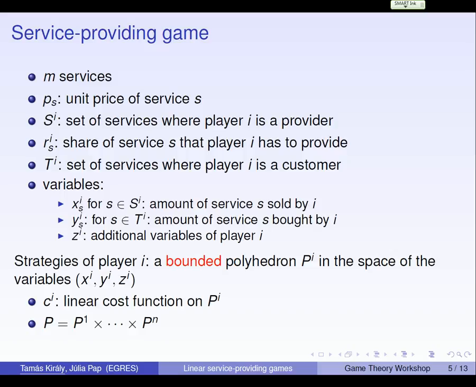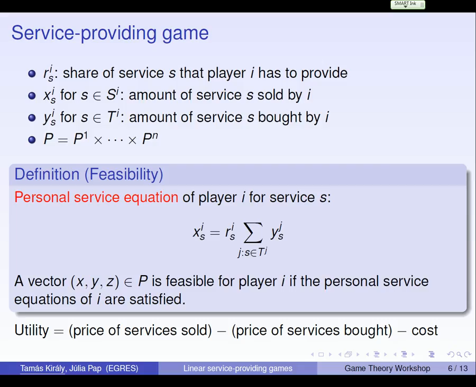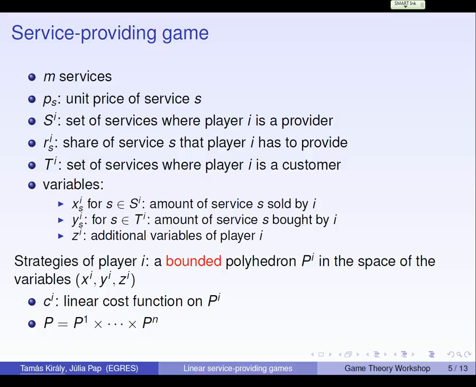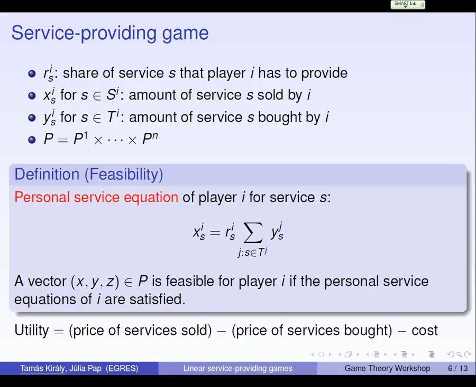Up until now, there is actually no interaction between the players. The polyhedra of the players feature different variables. The costs of the players are independent of each other. Yeah, so this is the important point. So these are the ratios and variables related to the services.